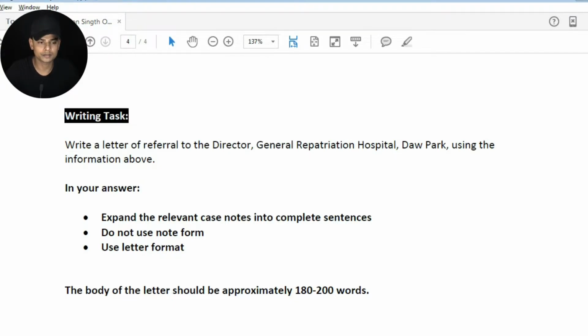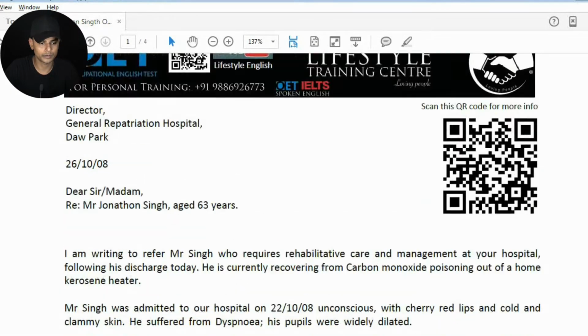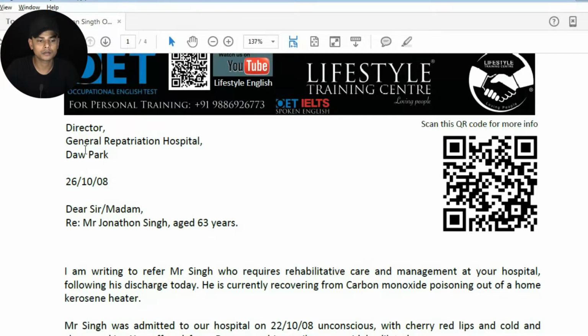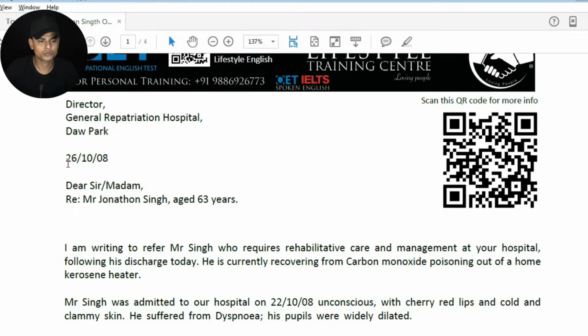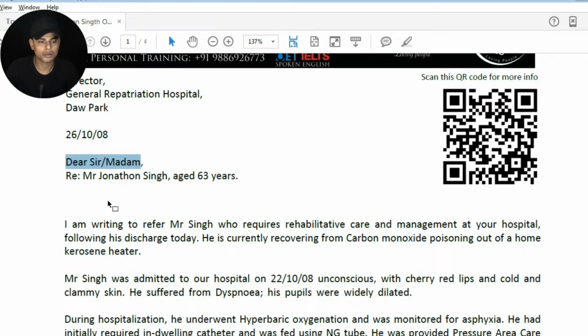So let's write this letter. You can see it's a referral letter and an unknown case. Address is given: Director, General Repatriation Hospital, Joe Park. So we can start like that. Director, address is given, and the date is given. Discharge date is 26th. Because we do not know the details or name of the recipient, we can write: Dear Sir or Madam, followed by Re: Mr. Jonathon Singh, aged 63 years, following the official OET format.